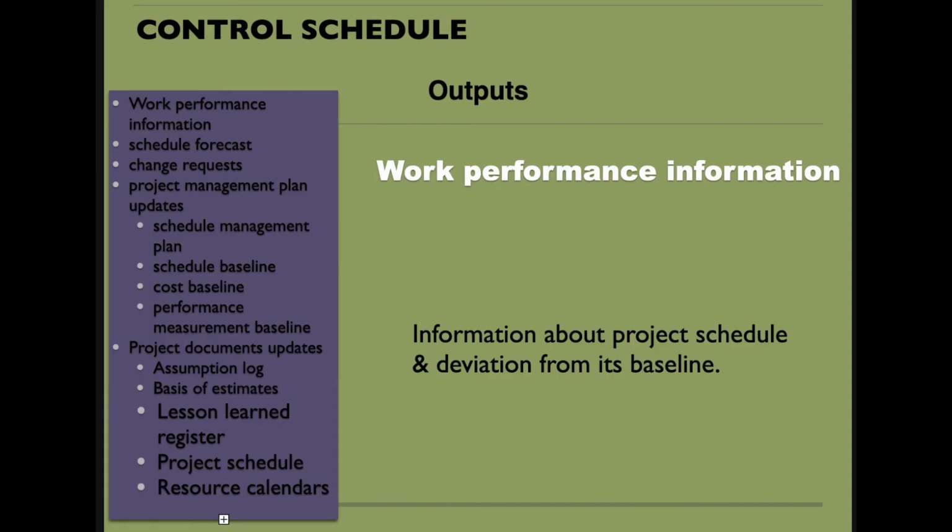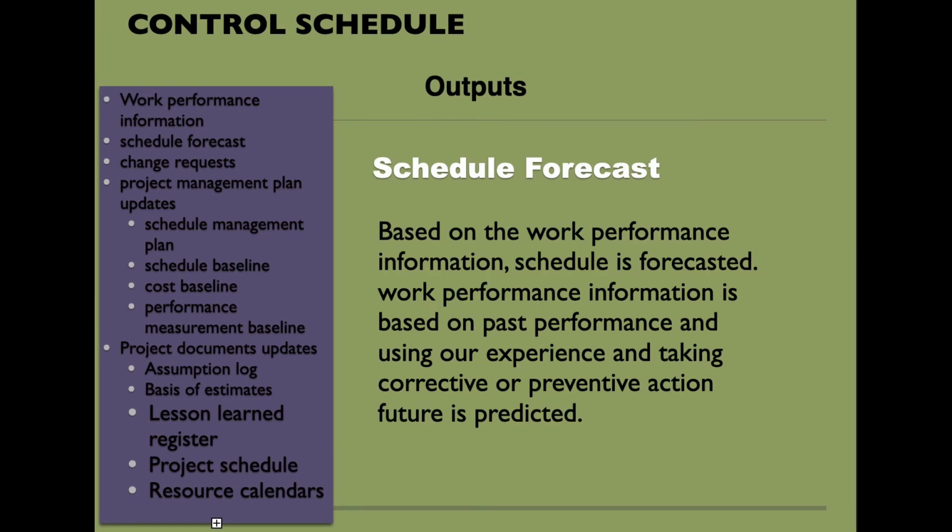As an output, we have project performance information. Based on this information, we can take our preventive actions, whether our project is on track, behind schedule, or ahead of schedule. So based on this information, we can take necessary actions. Based on the work performance information, we can predict our schedule. This information is based on our past experience, and using our experience and taking corrective or preventive actions, we can easily forecast our schedule.